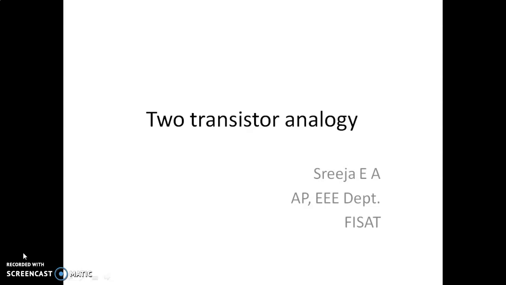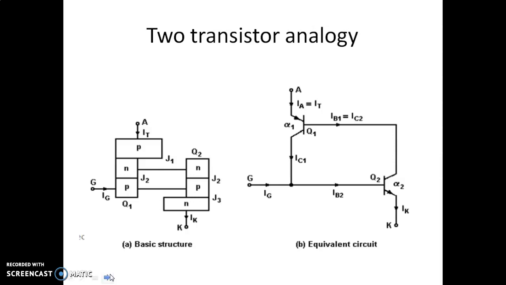Good morning everyone. The topic we are going to discuss is the two-transistor analogy. As you can see, an SCR, which is a PNPN device, can be represented as two transistors by bisecting the second and the third layer like this. The N and P layer in the mid portion of the SCR is bisected, and the first PNP constitutes one transistor and this NPN constitutes another transistor.